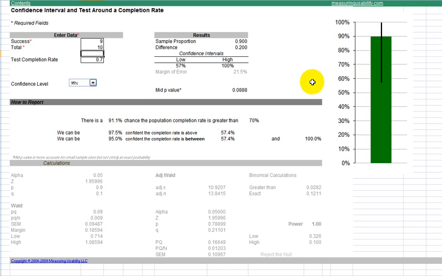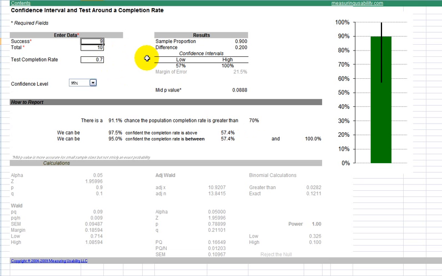To be more informative, perhaps I have a benchmark that's saying, well, we want to be sure at least 70% can complete the task. How sure can we be? And that's what this test completion rate is in here at 0.7. And it tells us, well, there's a 91.1% chance the population completion rate is greater than 70%, given that we've seen a 9 out of 10.